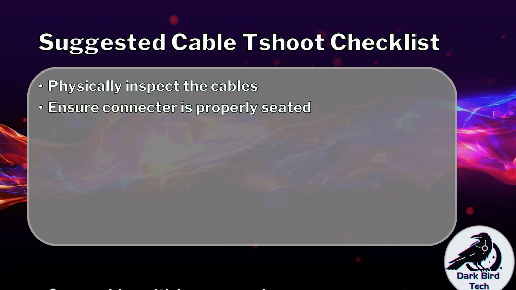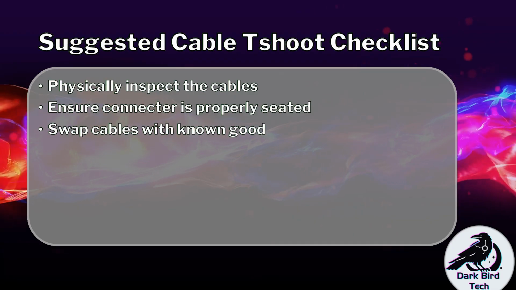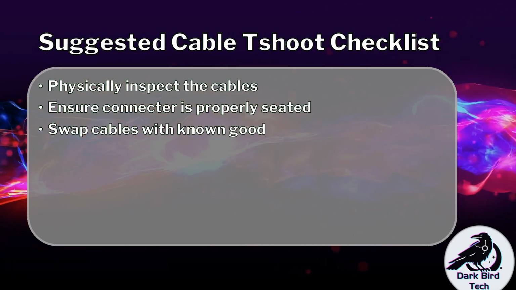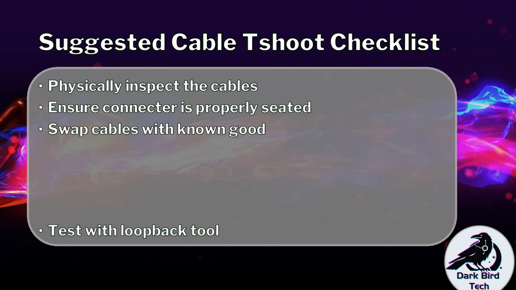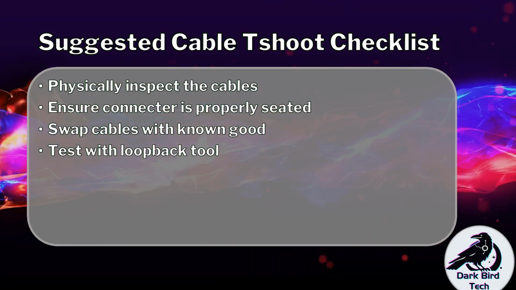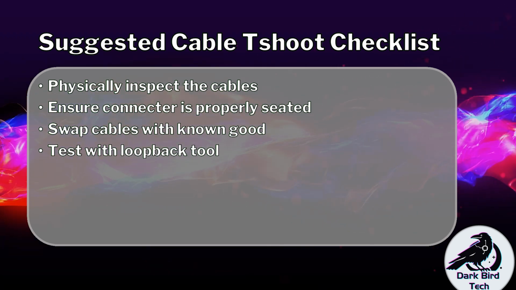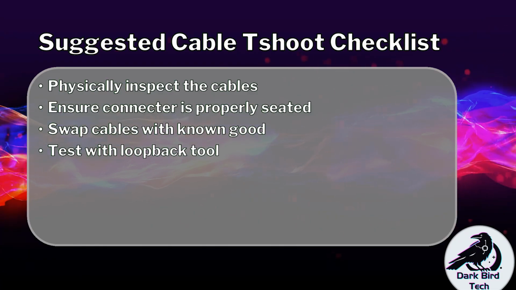And if you can, try swapping out the cable with a known good cable. When it comes to troubleshooting anything at a physical level, having the ability to test out with a known good will help a lot. If you do have it, try and use a loopback tool as well. A loopback tool is a physical connector that connects the transmitting and the receiving pins together to allow us to simulate communication all the way down onto the wire. It's a little bit better than just pinging the loopback addresses.